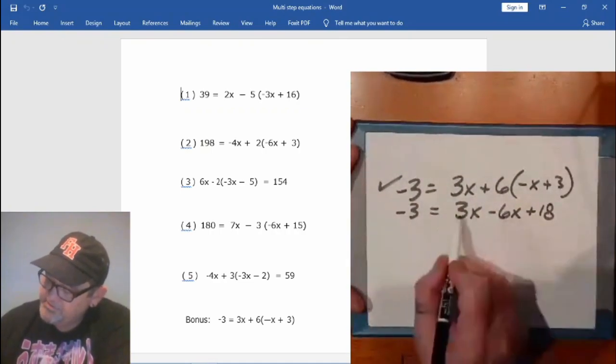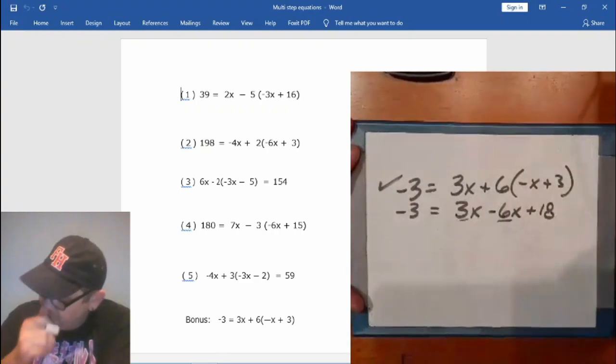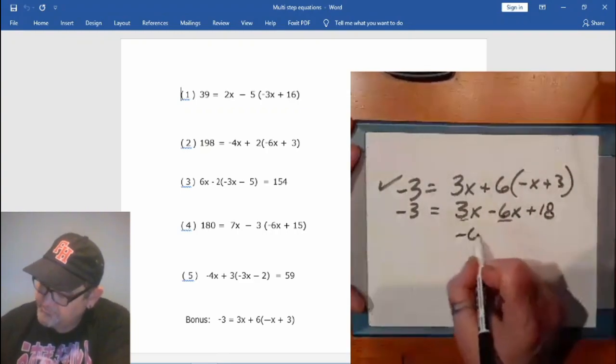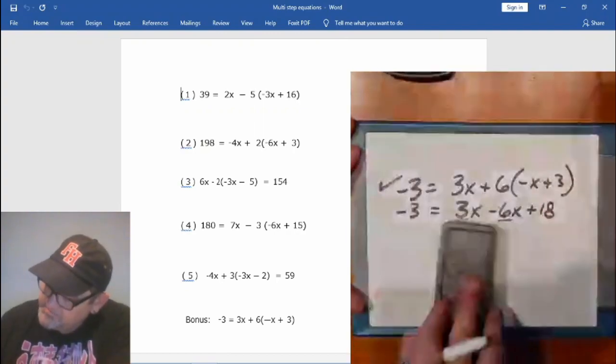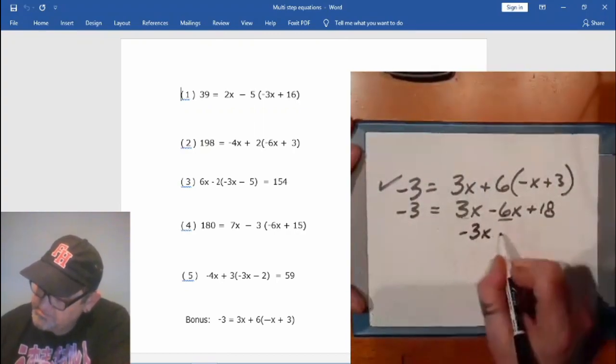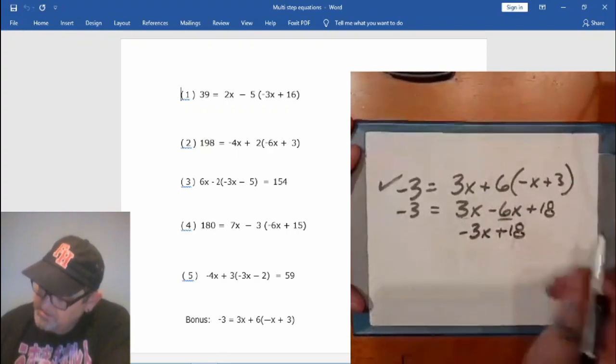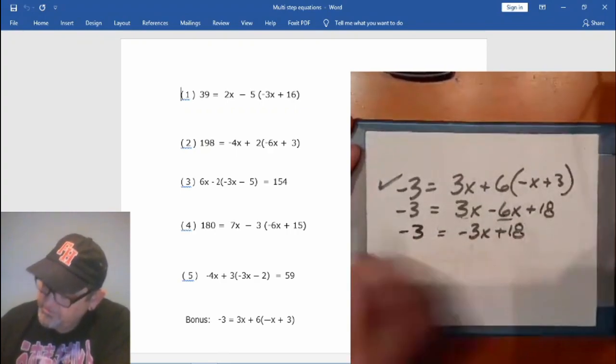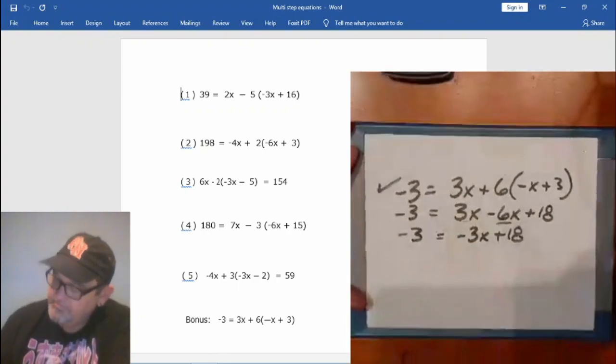Housekeeping number 2. Combine like terms. So the only like terms I have are x's. So I had 3 minus 6 is negative 3x. Bring down the 18 equals negative 3. And now I've got my two-step.